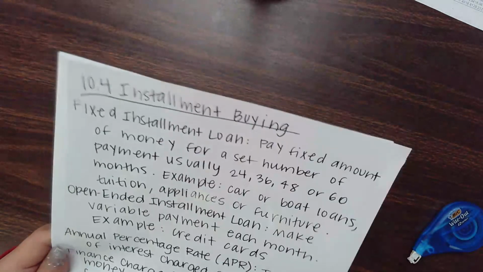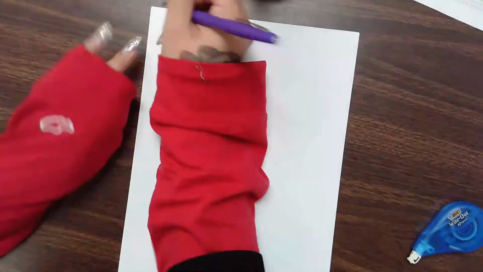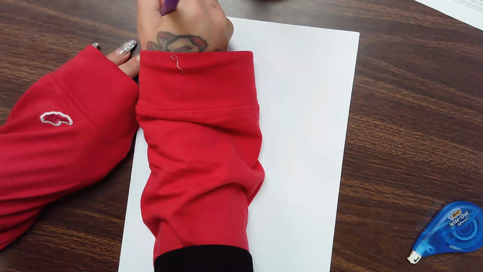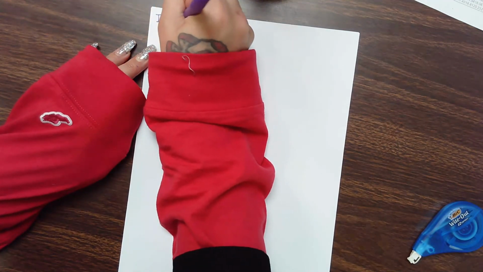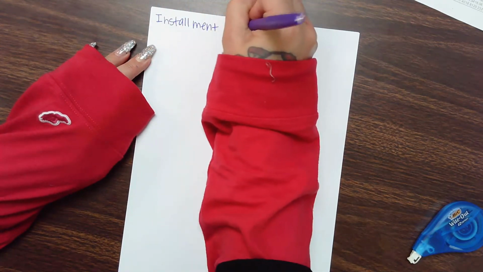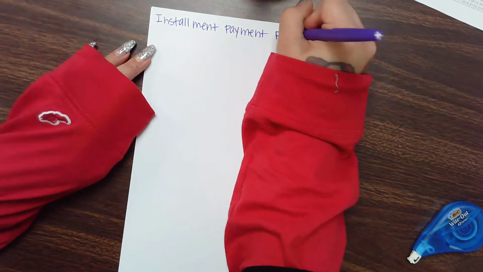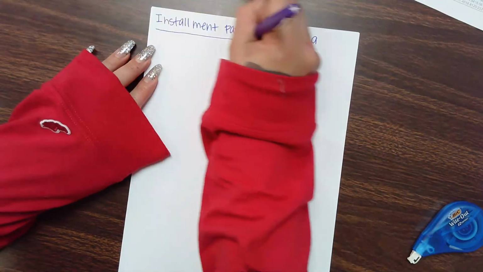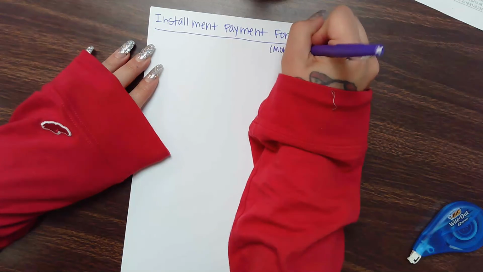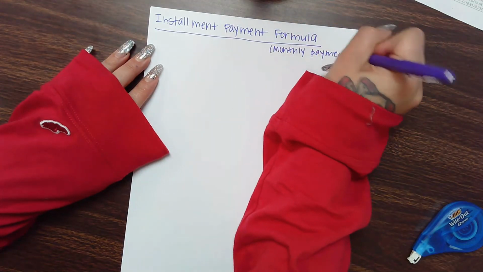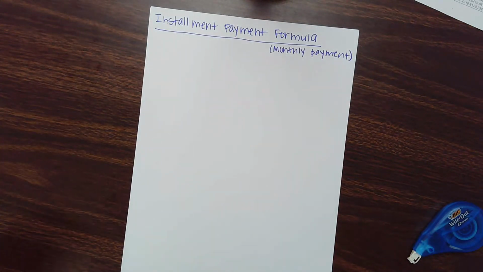Moving on. Let's talk about the installment. I told you I was tired. It was 11:11. Let's talk about the installment payment formula. Okay. So if I want to figure out what I'm going to be paying monthly, this is the formula that I use. I can't talk, I can't write. Installment payment. What you're figuring out whenever you do this is your monthly payment for whatever it is you're financing.